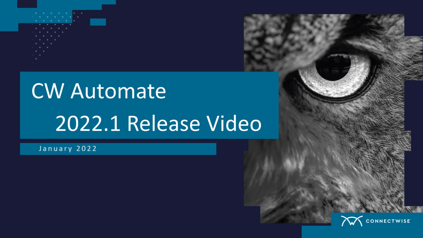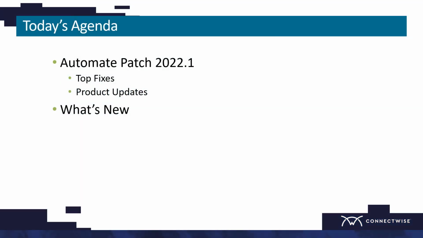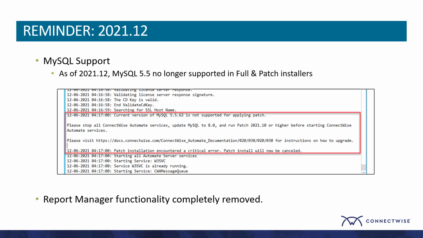The star of the show this month is going to be Automate 2022, Patch 1. As per usual, our conversation is going to start around Patch 2022.1, some top fixes, and product updates. We'll also talk a little bit about what's new. Before discussing 2022.1, however, just a quick reminder about functionality that was included in 2021.12.